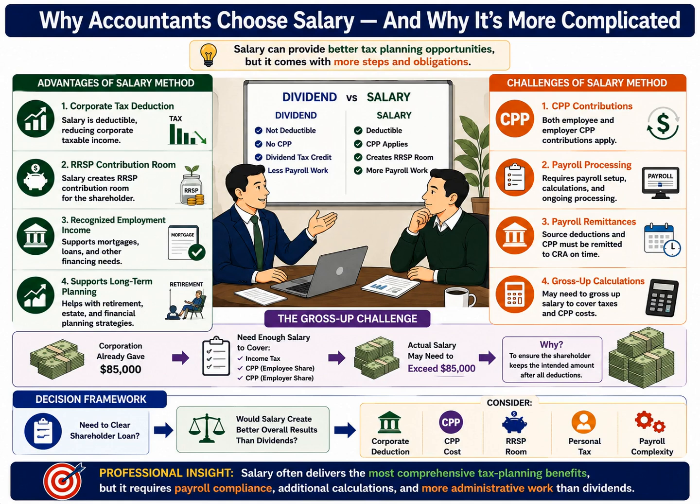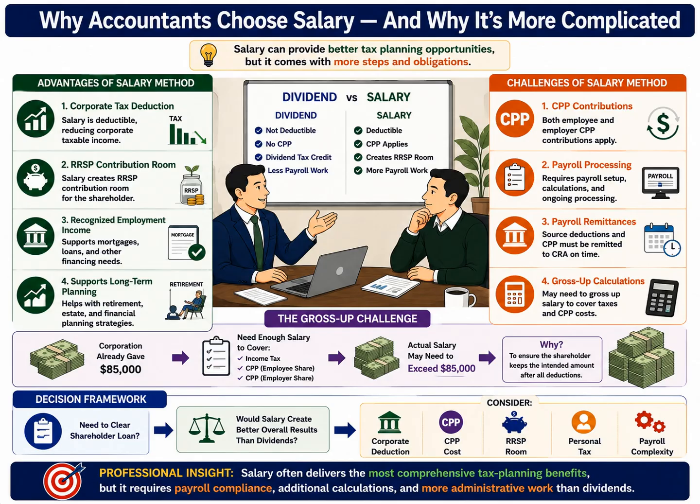In contrast, dividends are paid from after-tax corporate profits and do not generate a corporate deduction. Another major benefit is the creation of RRSP contribution room. Because salary is considered earned income, it allows the shareholder to accumulate RRSP room for future retirement savings. Dividends do not create RRSP contribution room, which is why many owner-managers choose salary as part of a long-term retirement strategy.